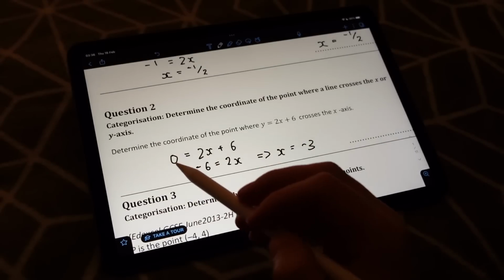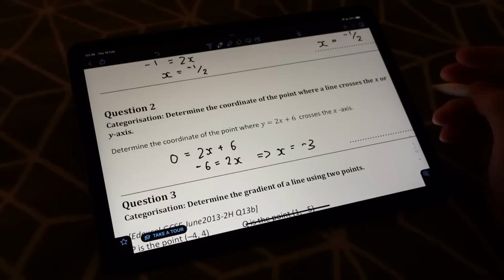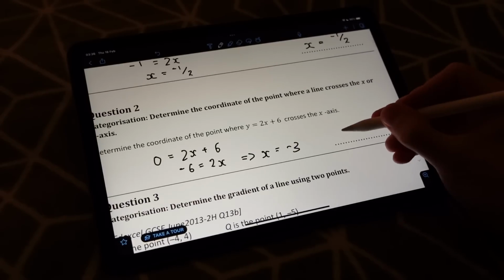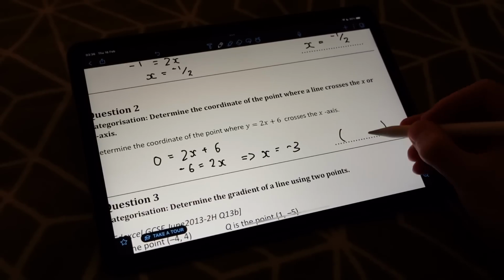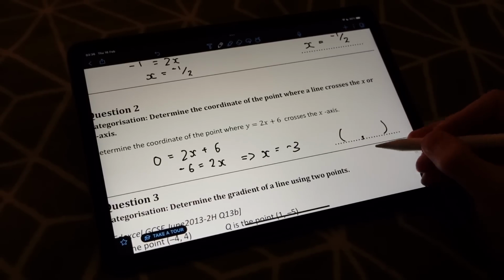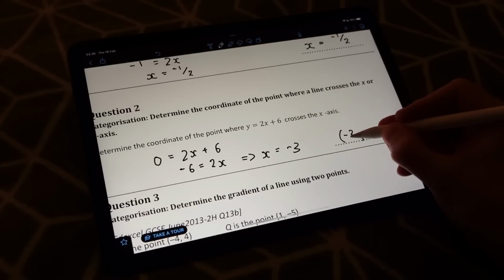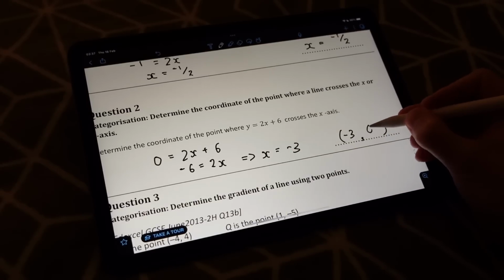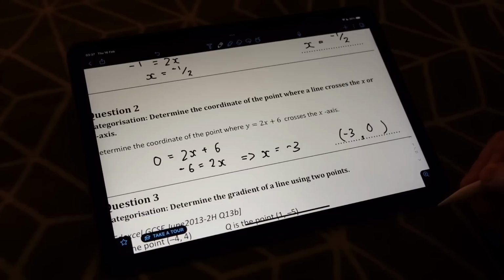But we are asked to find the coordinate. So the coordinate we write like this, where x is negative 3, and we know y is 0.